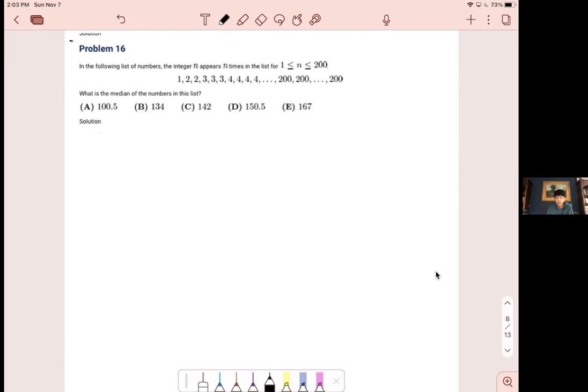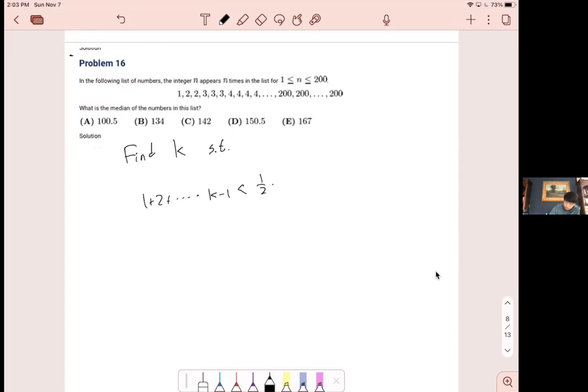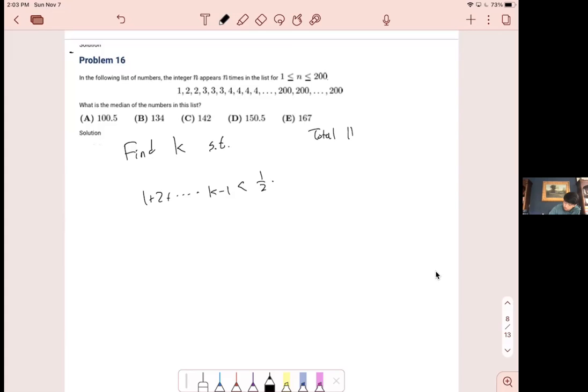So basically, we want to find k. I'm going to assume that the median is in the middle of a run of k numbers. So find k such that 1 plus 2 plus all the way up to k minus 1 is less than 1/2 times the total number of terms, which is 200 times 201 over 2, which equals 20,100.